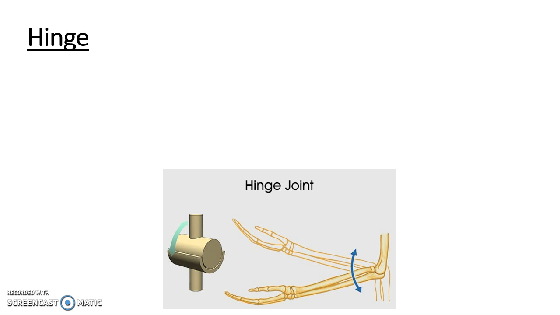And finally, the hinge joint is simple. The head of one bone wraps around the head of the other bone, for example, the elbow joint. This moves on only one axis and allows flexion and extension.